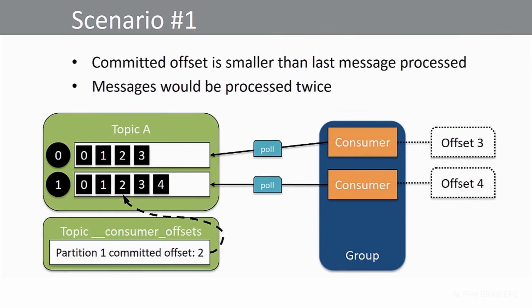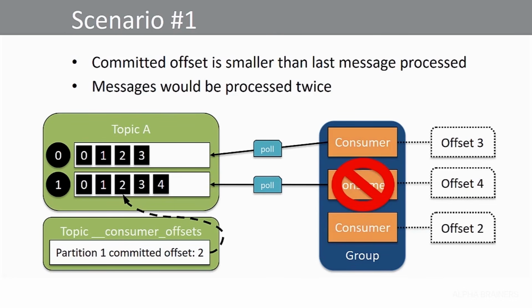Now what's going to happen is if a rebalance occurs, the new consumer is going to go look at __consumer_offsets and say, hey, the last thing that was read was message number 2. Oh, look, there's a message number 3 and number 4. So that new consumer is going to say, my offset's 2, and it'll read message number 3 and 4 as a result. And now we have duplicate messages that are read.